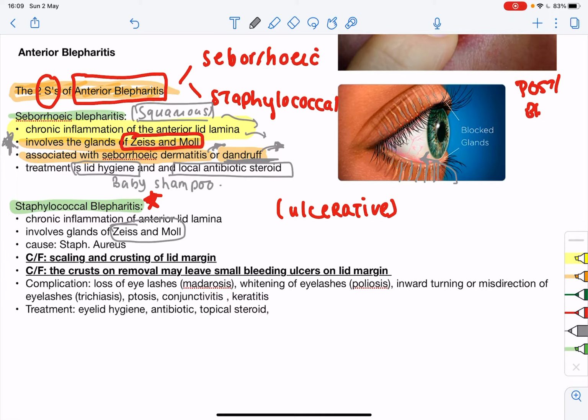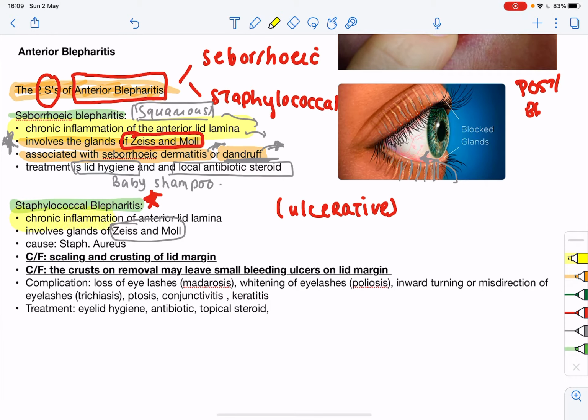Now, the important thing, seborrheic is associated with dermatitis, skin conditions, dandruff, all of that stuff. Staphylococcal is in fact chronic inflammation of the anterior lid lamina. It involves the glands of Zeiss and Moll. It's caused by Staph aureus. Now, interestingly, the symptoms here are scaling and crusting of the lid margin.